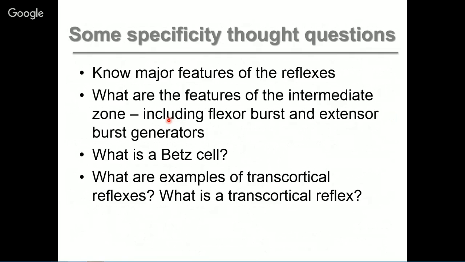So other things that you should be thinking about, what are the features of neurons that are found in the intermediate zone? So including things like the flexor burst and extensor burst generators. What other types of neurons do we find in the intermediate zone? What are some of the other features? Anything? Can you name me anything else that you find in the intermediate zone? Anything?